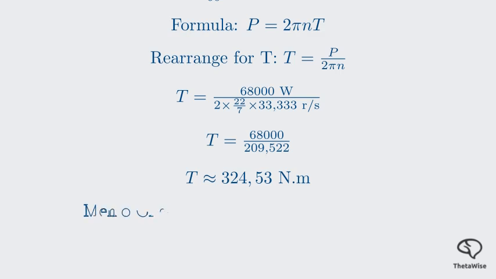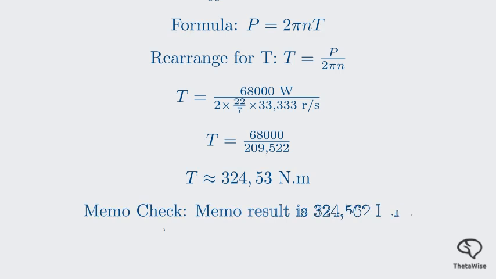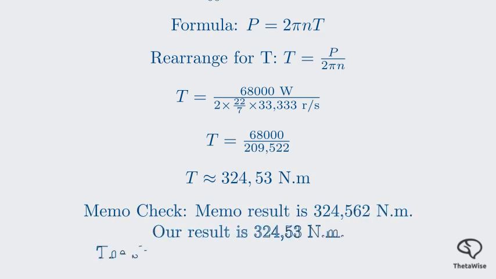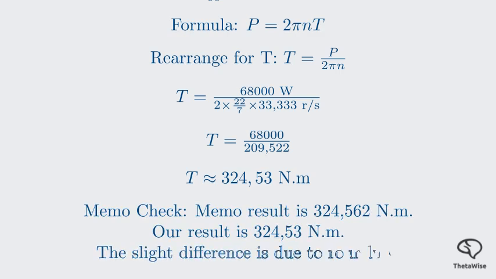Let's compare to the memo. The memo provides the same process and result, but uses 33.333 for n in the calculation without simplifying the fraction, resulting in a slightly different rounding. Our result of 324.74 newton meters is correct. To recap question 9, we successfully used the power formula to calculate the torque developed by the engine after performing the necessary unit conversions. This concludes question 9.